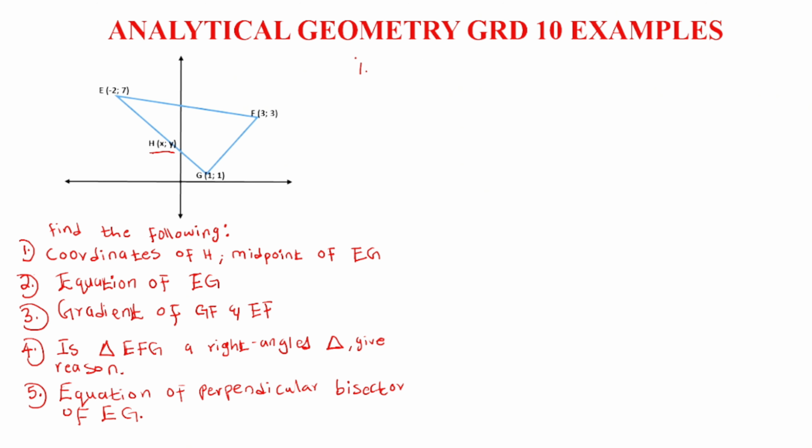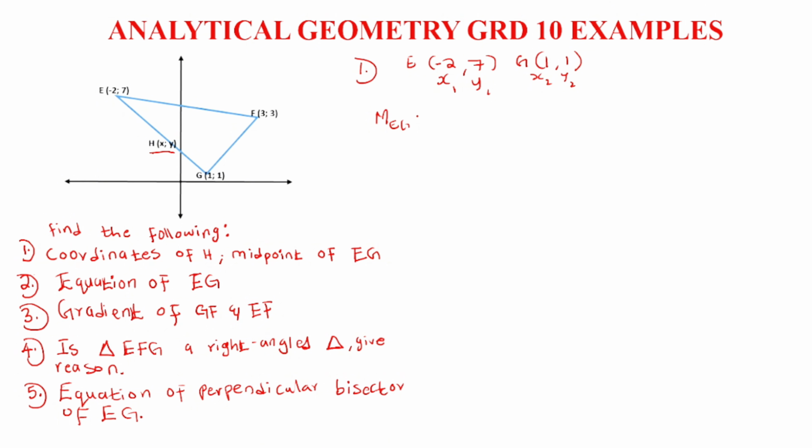Question number 1 says we need to find the coordinates of H, which is the midpoint of EG. So we've got the coordinates here of E and G is 1, 1. This is just a straightforward question. Let's say for an example this was going to be x1, y1, and let this one be x2, y2. Then we know the equation of a midpoint. You can have a look at this one, guys, on your formula sheet.